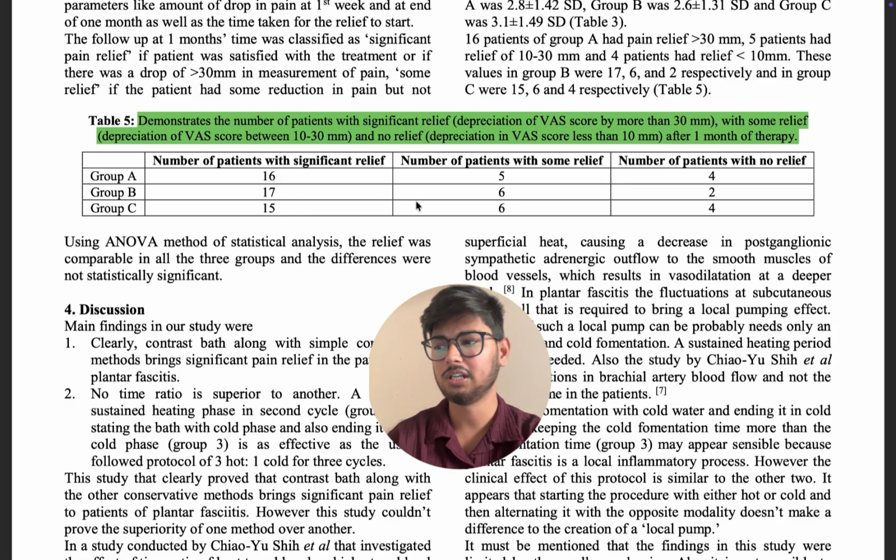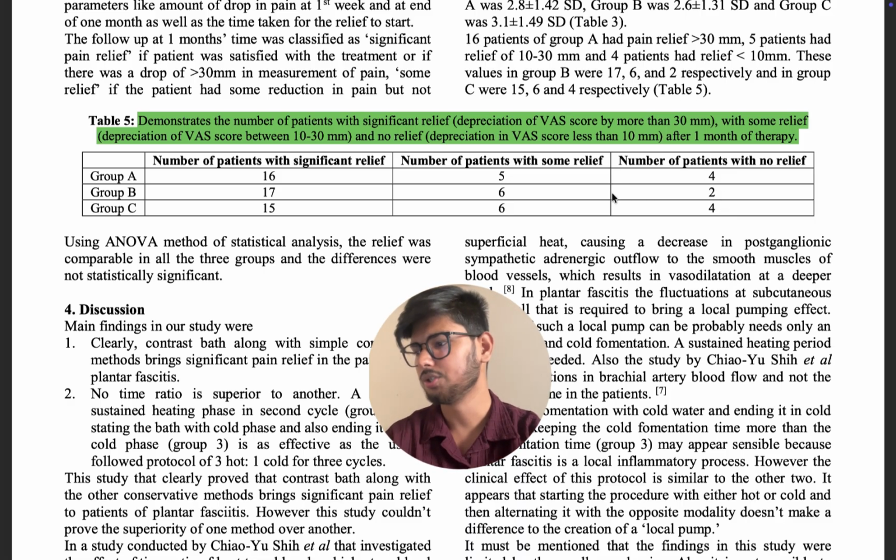Number of patients with some relief 5, 6, 6, and number of patients with no relief is 4, 2, and 4. So here a small number is coming in group B. Okay, although not much difference.